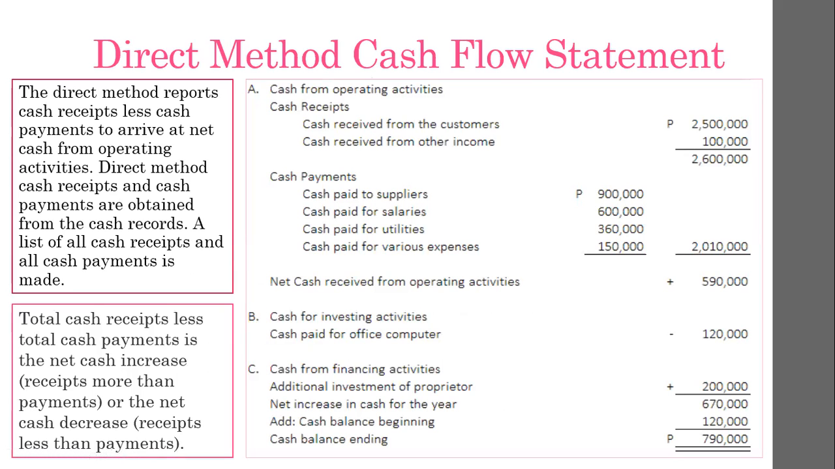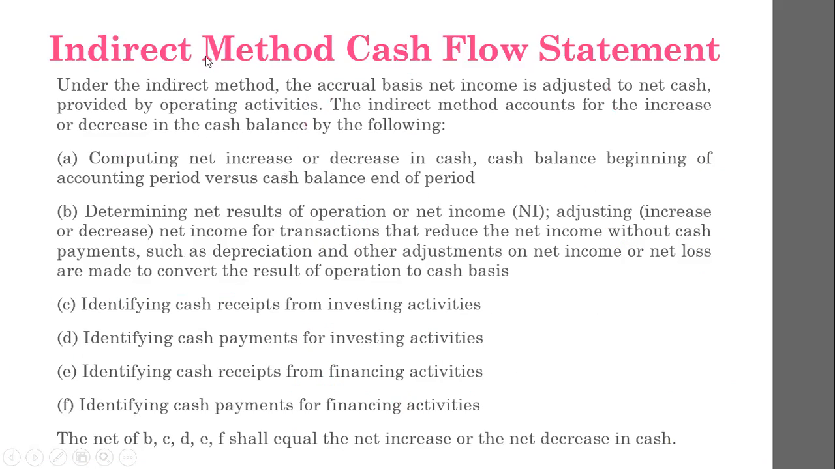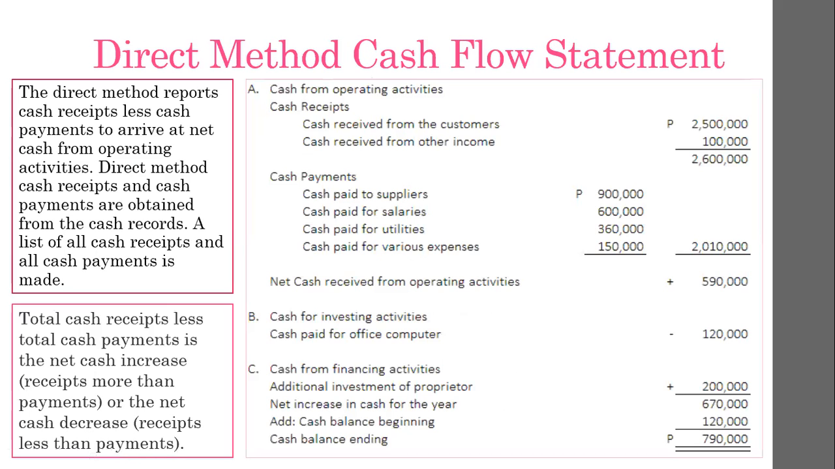So, dito na po tayo sa pagpe-prepare ng ating cash flow. Dalawa po yan. May two kinds po tayo ng cash flow statement. Direct method and indirect method. So, dito muna tayo sa direct method. Okay? So, the direct method reports the cash receipts less cash payments to arrive at net cash from operating activities. In the direct method, cash receipts and cash payments are obtained from the cash records. A list of all cash receipts and all cash payments is made.